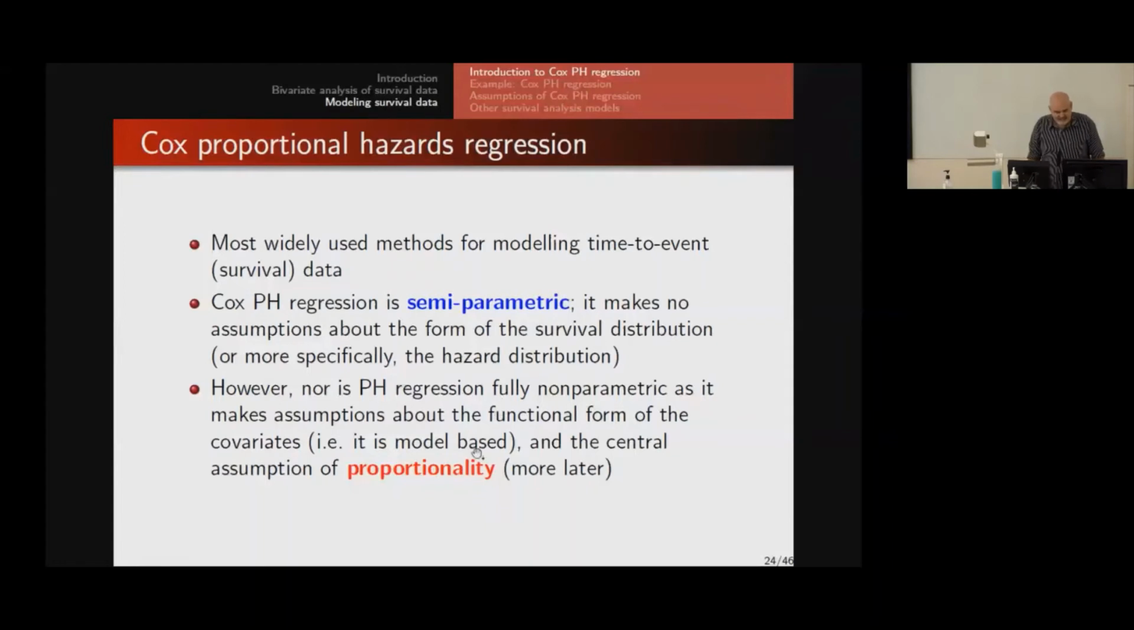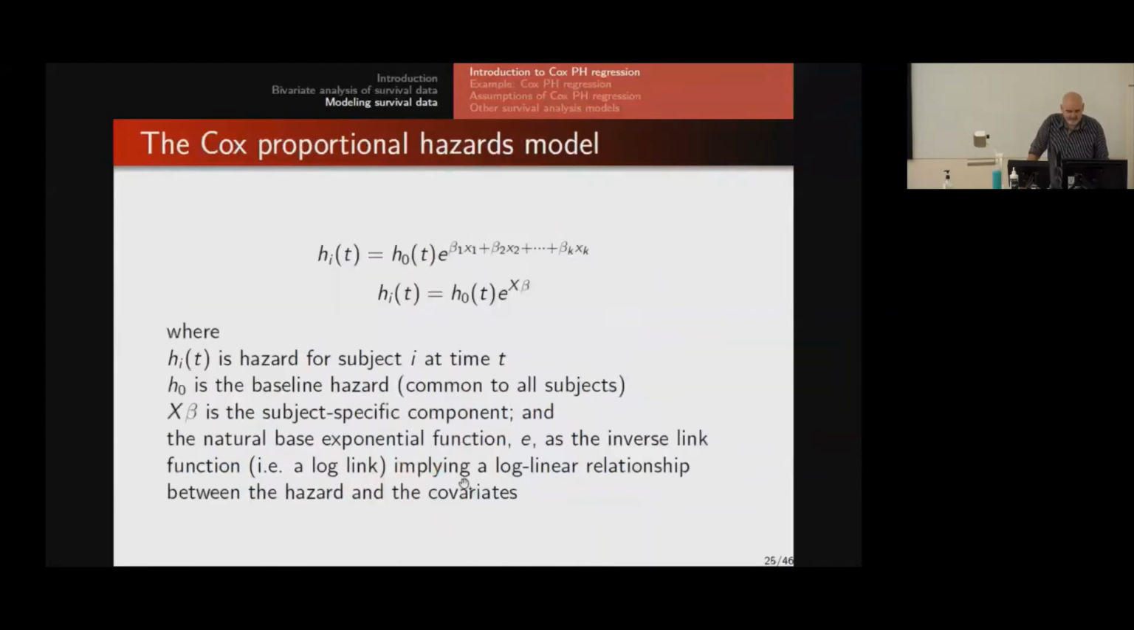Because it makes an assumption about proportionality. And again, I'm going to talk in a lot of detail about this assumption because it's so important for this method. Okay, so here it is. And again, I have tried to avoid in this lecture series showing you too much mathematics, but I think it's very important here that you actually understand how this model works.